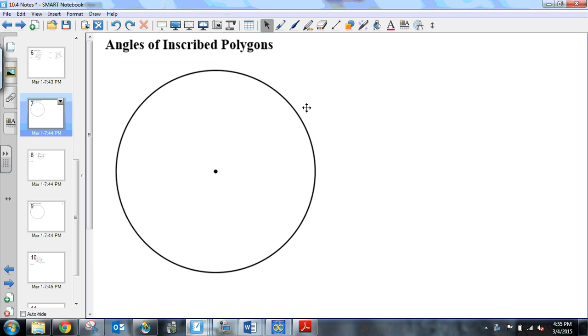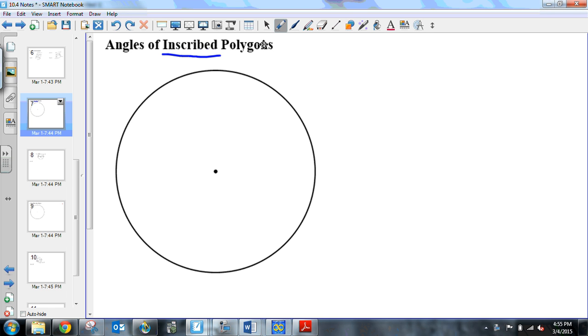Okay, the following is a video for 10.4 notes. This is part 2 of the notes, and we're talking about angles and polygons of inscribed figures. By inscribed, I mean inside of the circle. So the vertices of a polygon are actually on the circle.